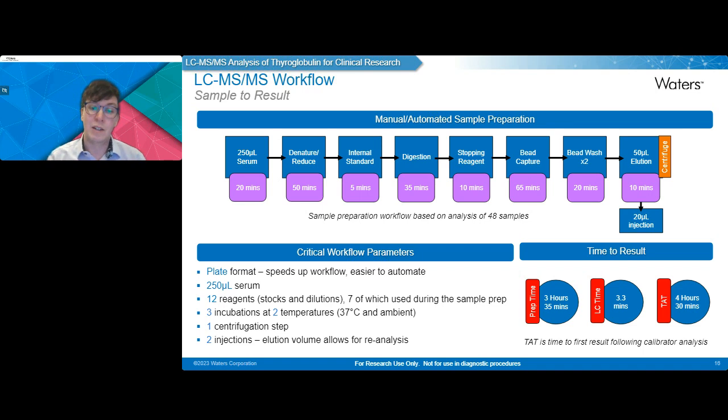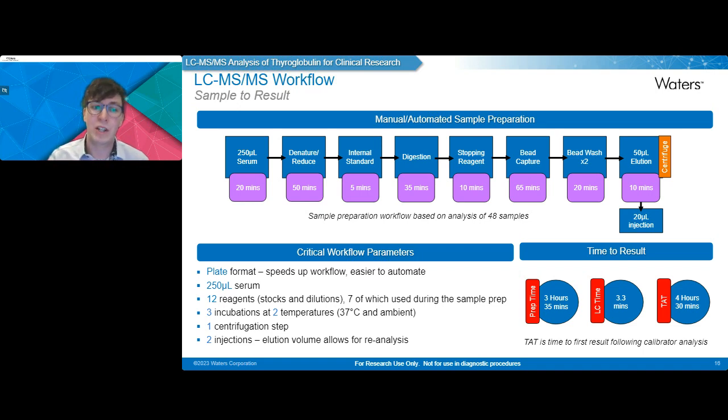The LC runtime is 3.3 minutes, which means that your turnaround time to first result following the calibrator analysis, from initially loading the samples onto the Andrew Plus, or even maybe doing this manually, is around 4.5 hours. We're using the plate format that speeds up the workflow and is easier to automate. We're only using 250 microliters of serum, which is lower than other published methods.